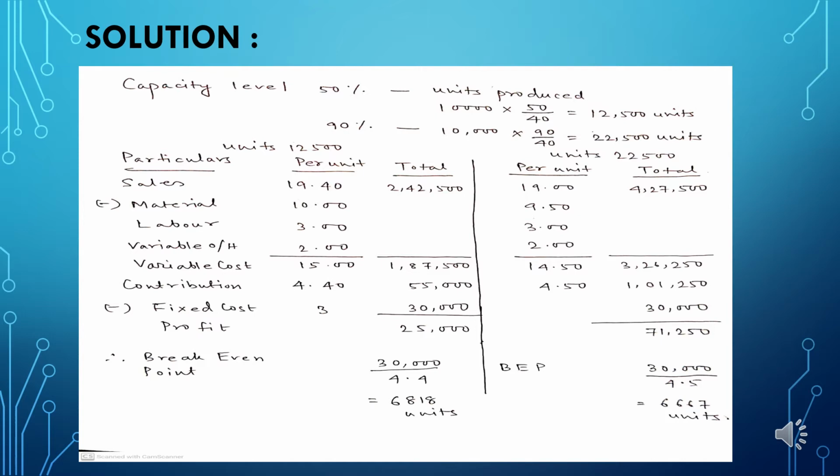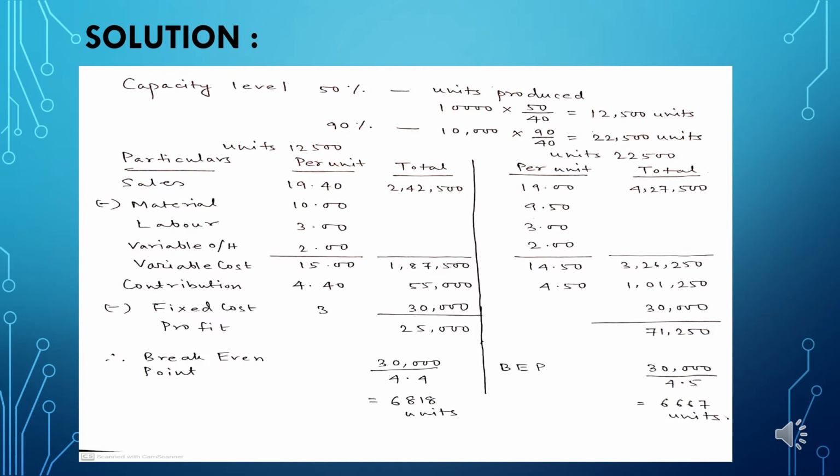So if we deduct that total fixed cost from the total contribution of 55,000, we get the profit to be 25,000. And the break-even point formula, fixed cost divided by contribution per unit, gives us the break-even point to be 6,818 units approximately. This is what the initial one is.